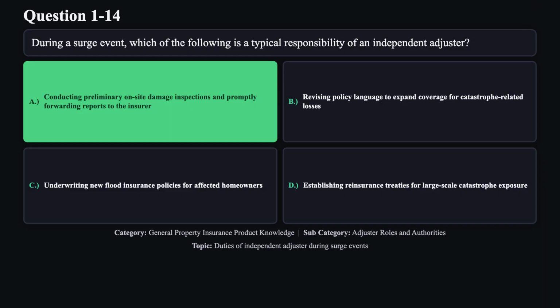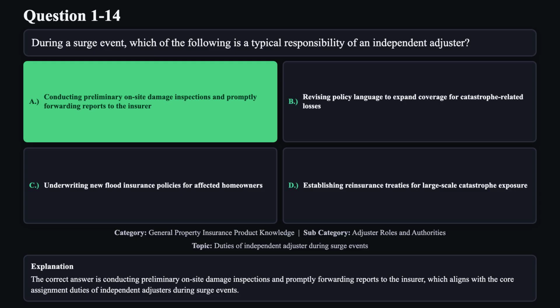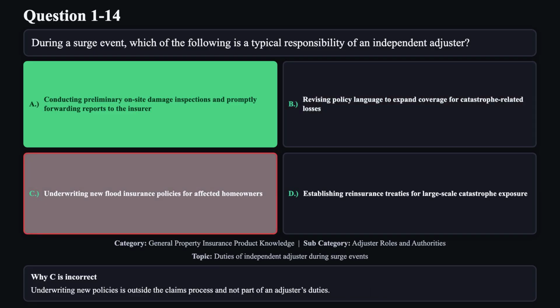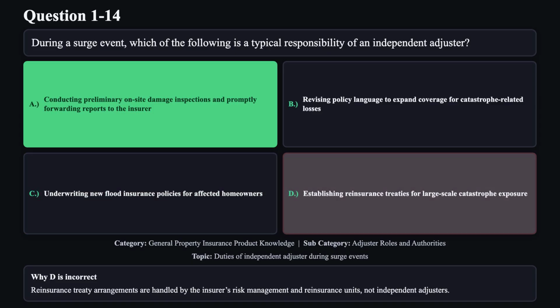The correct answer is A. The correct answer is conducting preliminary on-site damage inspections and promptly forwarding reports to the insurer, which aligns with the core assignment duties of independent adjusters during surge events. Reason B is not correct. Policy revision and coverage expansion are functions of underwriting and legal departments, not adjusters. Reason C is not correct. Underwriting new policies is outside the claims process and not part of an adjuster's duties. Reason D is not correct. Reinsurance treaty arrangements are handled by the insurer's risk management and reinsurance units, not independent adjusters.